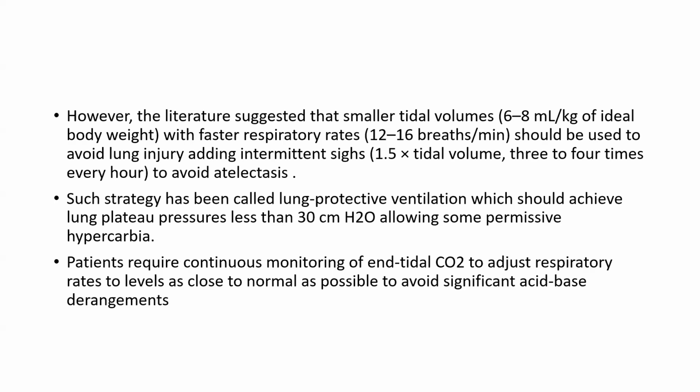However, the literature suggests that smaller tidal volumes, that is 6 to 8 ml per kg of ideal body weight, and a faster respiratory rate, that is 12 to 16 breaths per minute, should be used to avoid lung injury. Adding an intermittent sigh, that is 1.5 times the tidal volume, 3 to 4 times every hour to avoid atelectasis. Such a strategy has been called lung protective ventilation, which should achieve a plateau pressure of less than 30, allowing some permissive hypercapnia. Patients require continuous monitoring of end-tidal CO2 to adjust the respiratory rate to a level as close to normal as possible to avoid significant acid-base derangement.